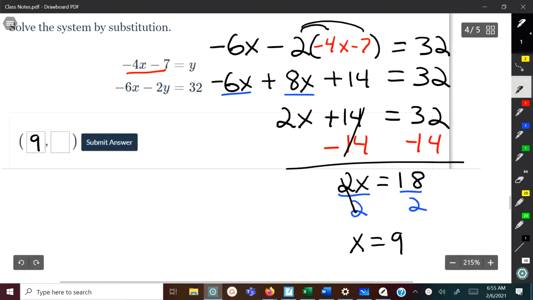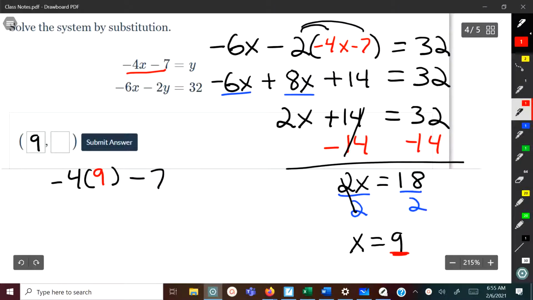So I'm going to go ahead and plug that in. So I've got negative 4x minus 7, and I'm going to plug in this 9 here, or substitute. I've got a negative times a positive, which is a negative. 4 times 9 is 36. And let me put this out here. All this equals y.